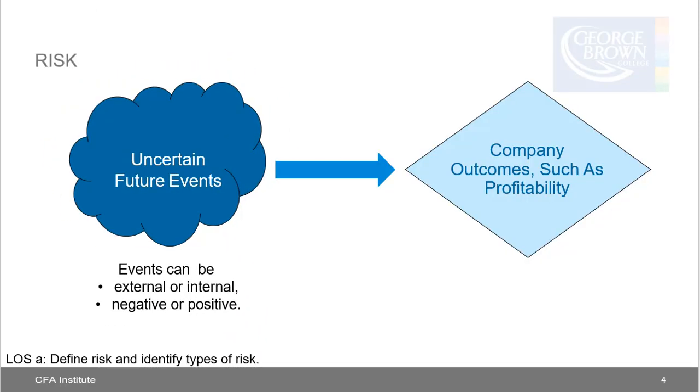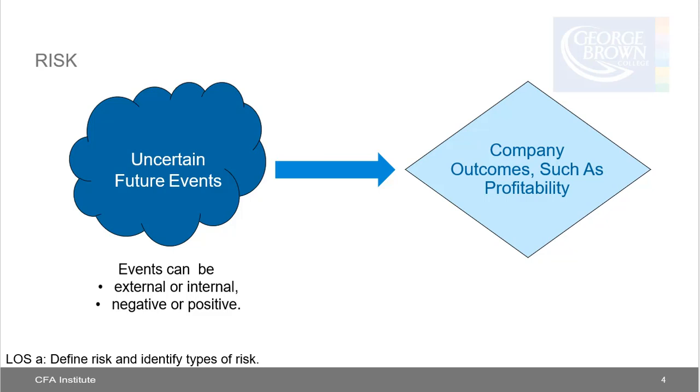Learning Outcome Statement A is define risk and identify types of risk. Risk arises out of uncertainty. It can be defined as the effect of uncertain future events on a company or on the outcomes that the company achieves. One of these outcomes is the company's profitability, which is why the effect of risk on profit or rates of return is often assessed. Events that have or could have a negative effect, leading to losses or negative rates of return, tend to be emphasized in discussions of risk.